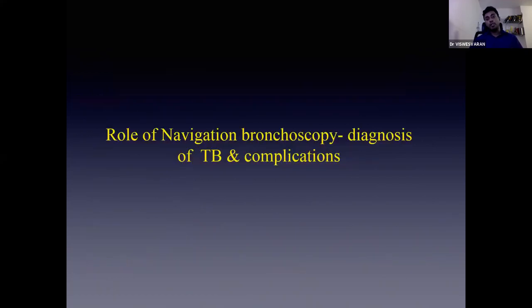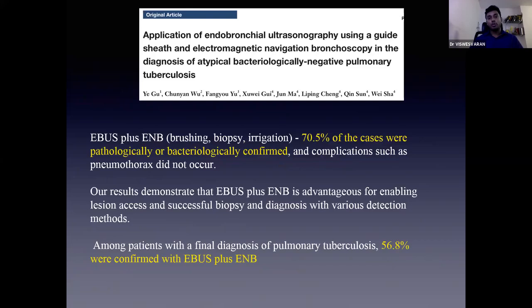Last topic, which is the role of navigation bronchoscopy in diagnosis of TB and complications. So there are few case reports which are coming in the use of the navigation bronchoscopy for accessing the peripheral pulmonary nodule. So this study was taken where 70.5% of the cases were pathologically or bacteriologically confirmed when radial EBUS was used along with electromagnetic navigation bronchoscopy. And among patients with the final diagnosis of pulmonary tuberculosis, 56.8% were confirmed with the help of an EBUS plus electromagnetic navigation bronchoscopy. But these advanced procedures should be used only when there is a difficulty in accessing with the help of a radial probe EBUS.